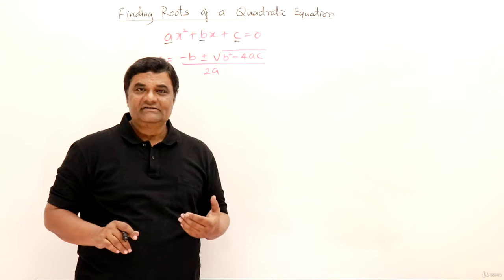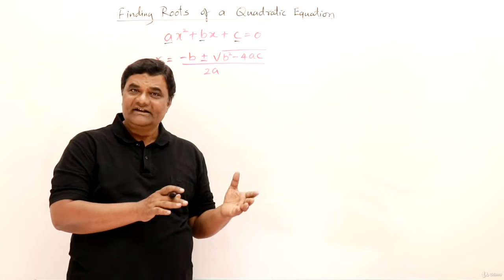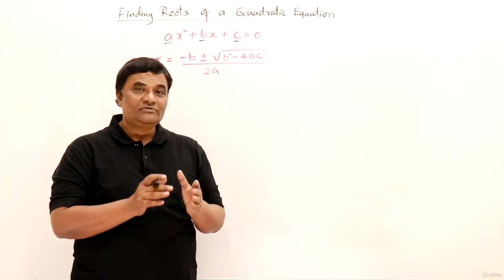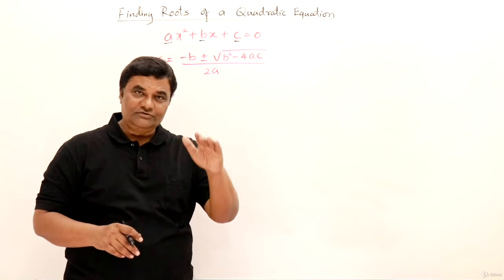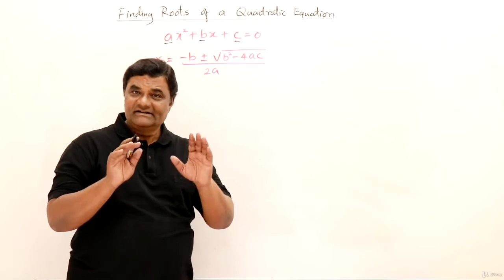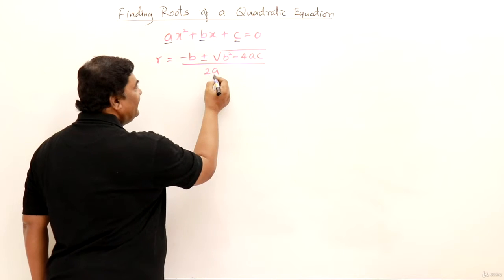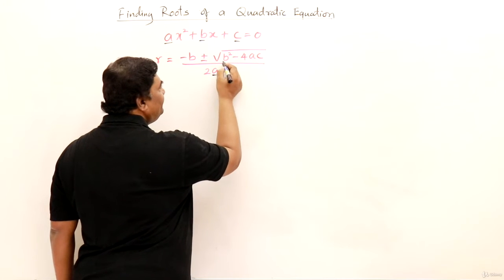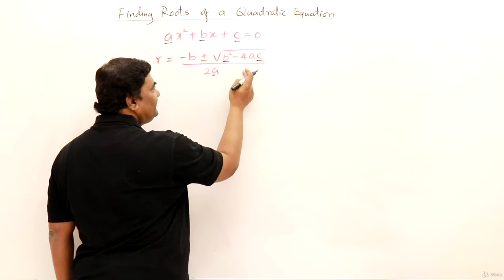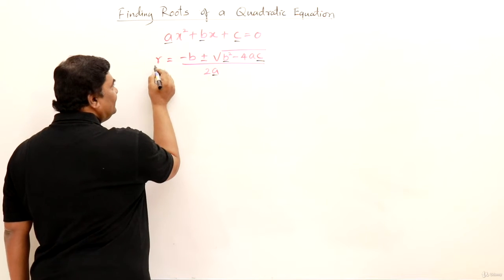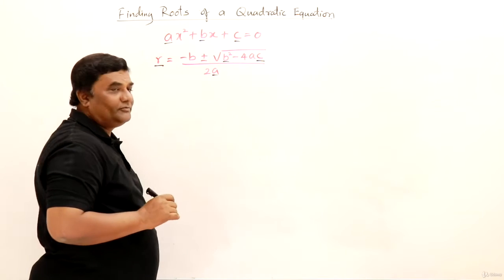Now for this we will write a program. A program will take the input, find the roots and give the output. So we will follow those steps. Let us see what the input is. The input is a, b and c. These three variables are the input, and the roots are the output.